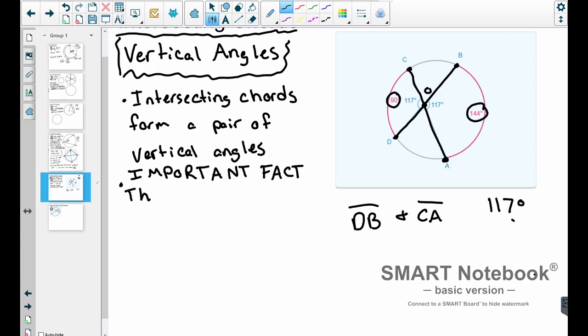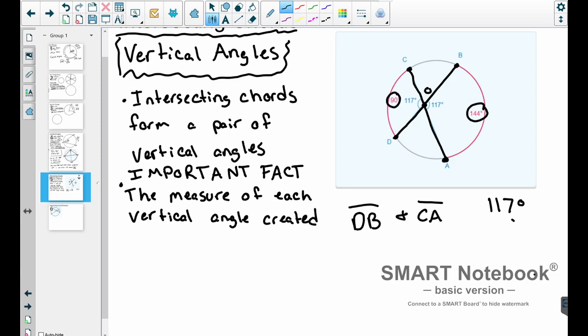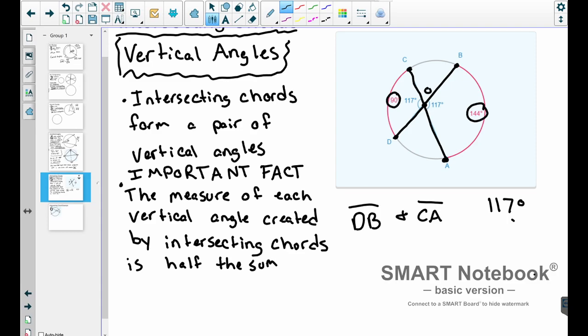The measure of each vertical angle created by intersecting chords is equal to half the sum of the intercepted arcs. Whoa. Let's take a second to take this all in.